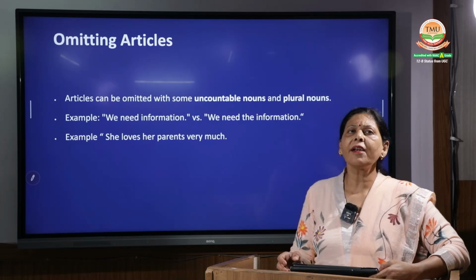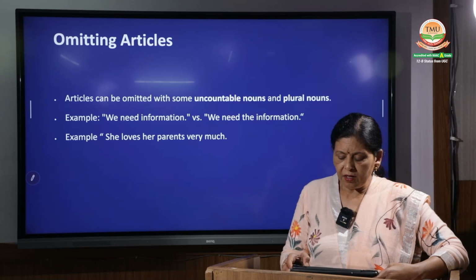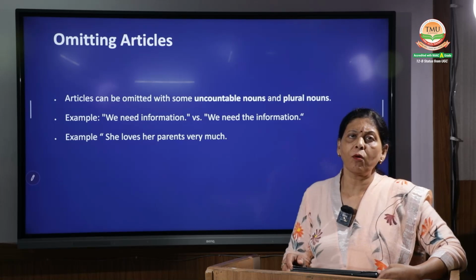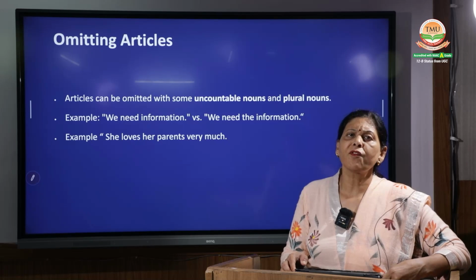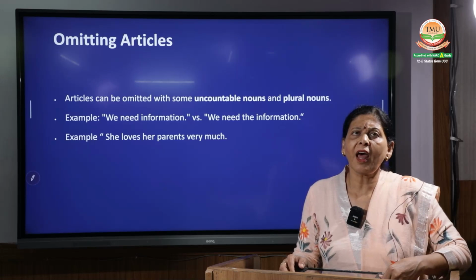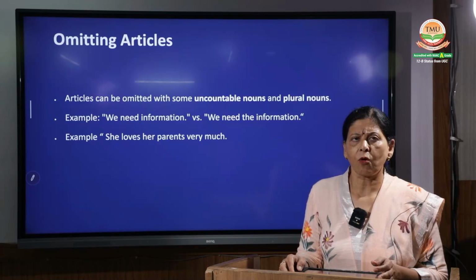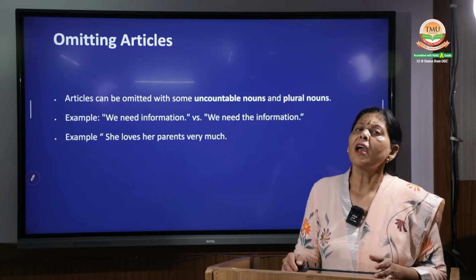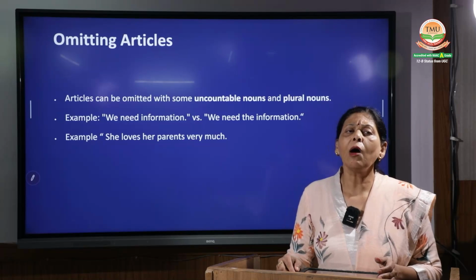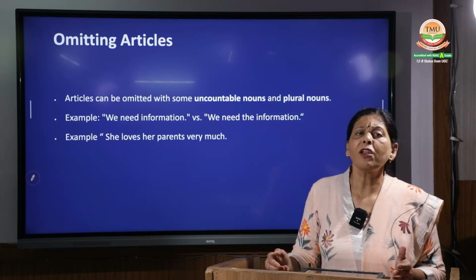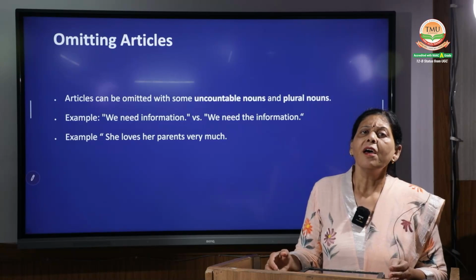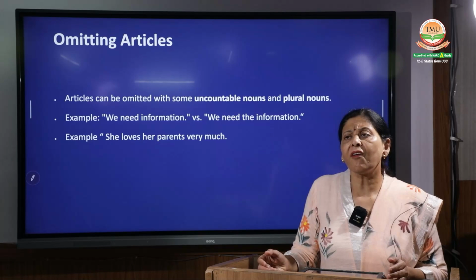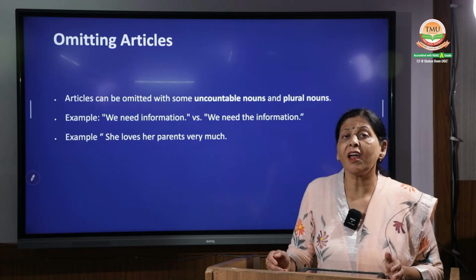Now we are talking about articles with uncountable nouns. Now, there are two types of nouns. One is countable nouns and the other is uncountable nouns. So what are countable nouns? Which can be counted, which we can count. Like tables. I can count that it is one table or there are 10 tables. Mangoes, I can count it's one mango, or even if they are in hundreds or thousands, we can count. They are countable.